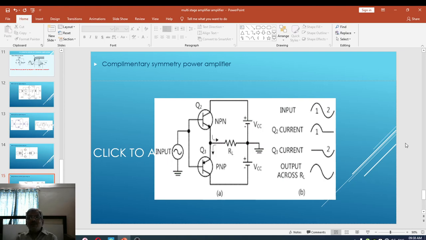To avoid that complication, to avoid the bulkiness, to avoid the stray capacitance problem of the transformers used in the class A and class B or even class AB power amplifiers, and to design simple circuitry to give the same power amplifying action, a new type of amplifier we are going to study, and that is known as complementary symmetry power amplifier.